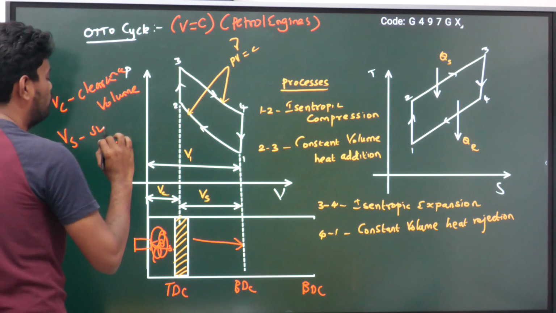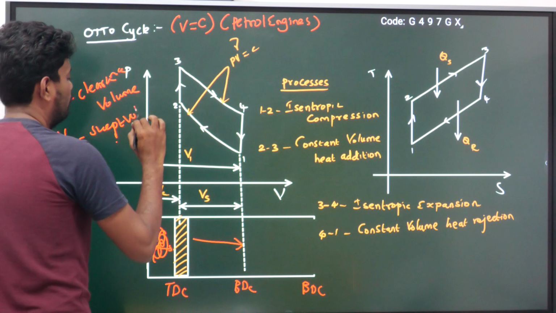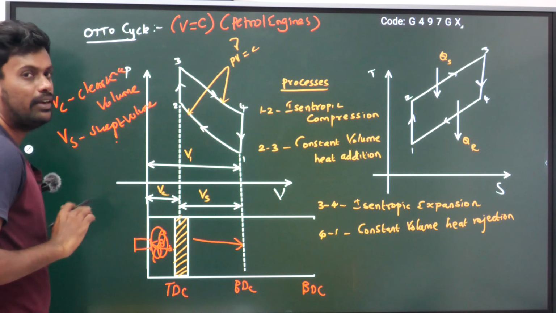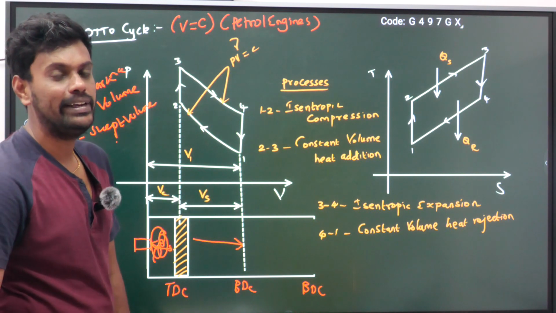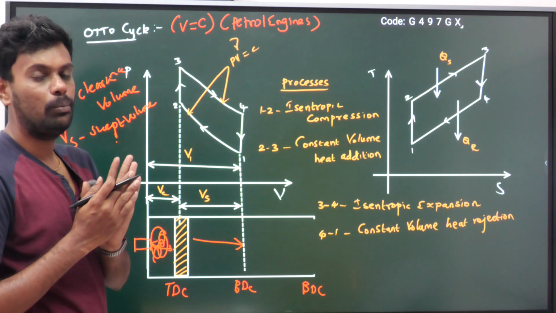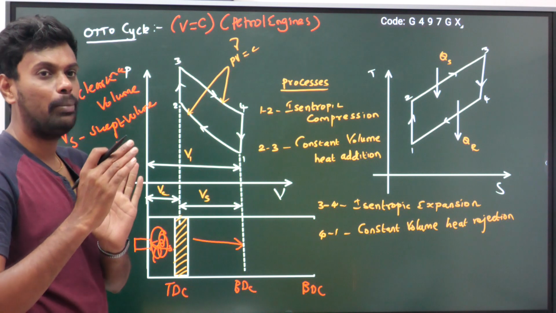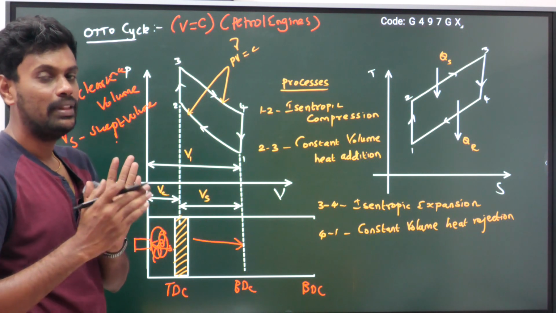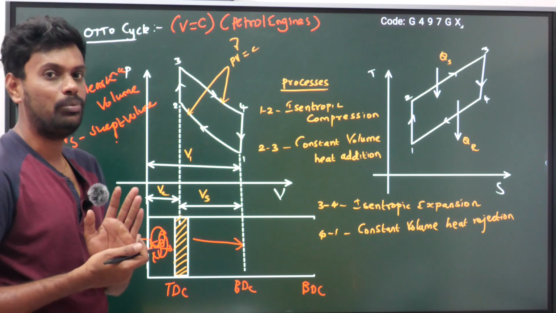Vs is the swept volume. Swept volume means the volume the piston travels through inside the cylinder, how much volume it is moving to and fro. So the to-and-fro movement happens in a particular volume inside the engine cylinder. That volume is the swept volume.